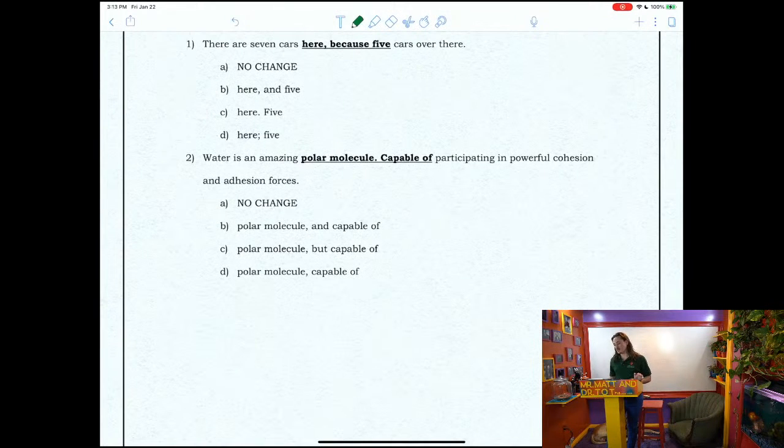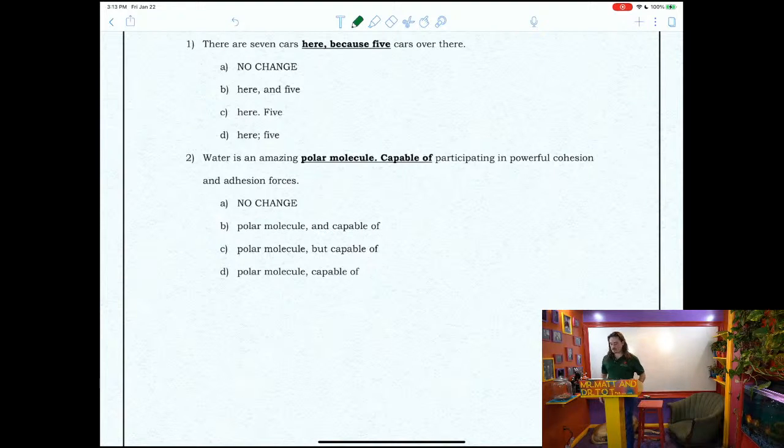All right, number one: there are 7 cars here, comma, because 5 cars over there. A is no change. In SAT problems, in the writing skills section, the questions are formatted in this way, where A is typically no change, so that is how it's originally stated in the underlined portion. So A, no change; B, here, comma, and 5; C, here, period, 5; or D, here, semicolon, 5.